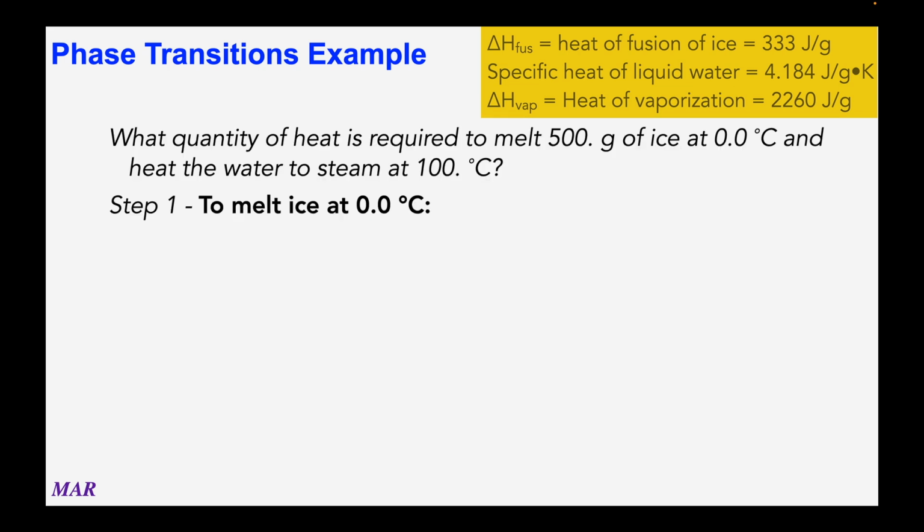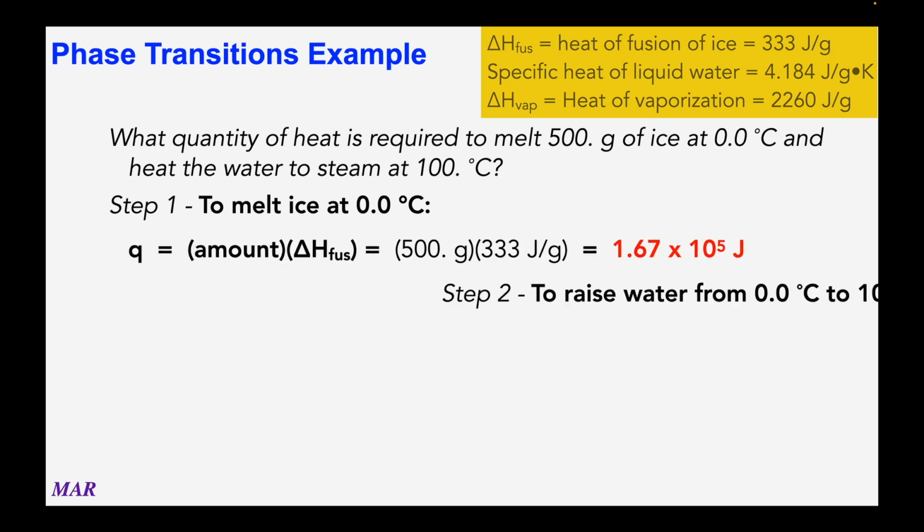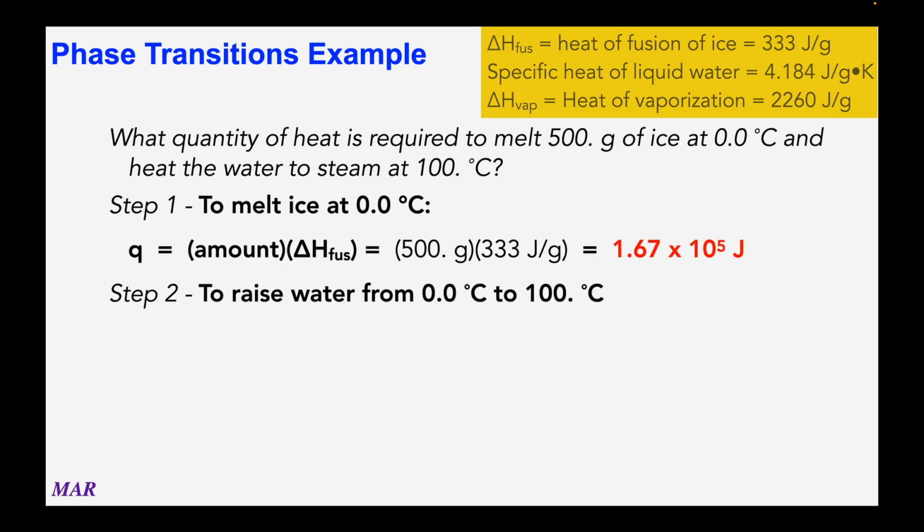To do this problem, we have the mass, 500 grams of ice, and that mass is going to stay constant as we turn it into a liquid and a gas. It's not going to change. We're starting with ice at 0 Celsius, and we're turning it to steam at 100. So the first thing we're going to do is figure out the energy required to melt the ice. We'll use the heat of fusion. So the amount times the delta H of fusion will be 500 grams times 333 joules per gram, 1.67 times 10 to the 5th joules are required to melt the ice at 0 Celsius.